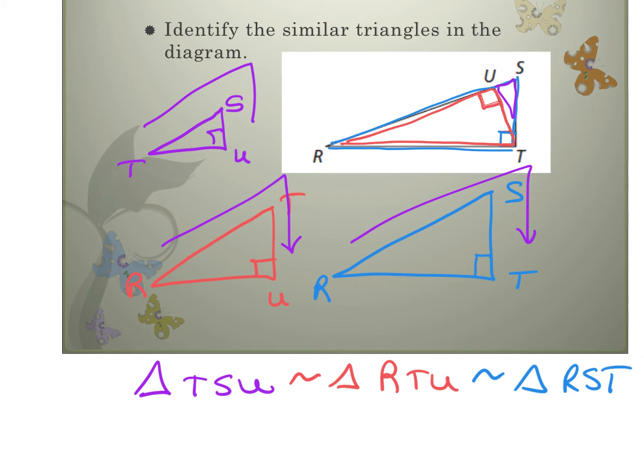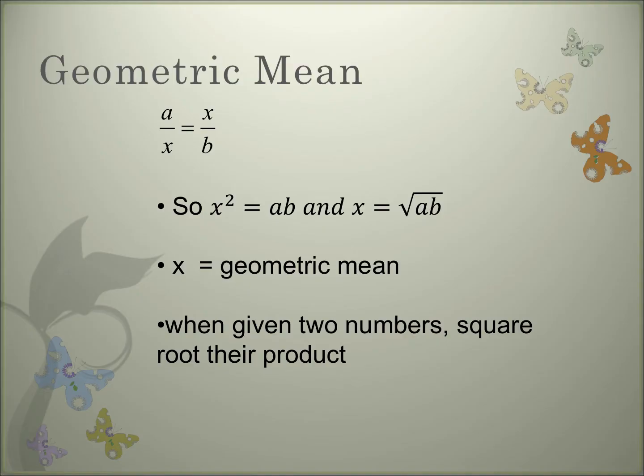So let's go ahead and see what a geometric mean is. A geometric mean is basically when I give you two numbers, I'm going to ask you to multiply them and then square root that product. So we're going to be using the geometric mean and the two proportions coming up on the next couple slides. Now, when you're doing this in the homework, if it says to find the geometric mean of two numbers, you don't need to put it in the proportion. You can just multiply them and square root the product.